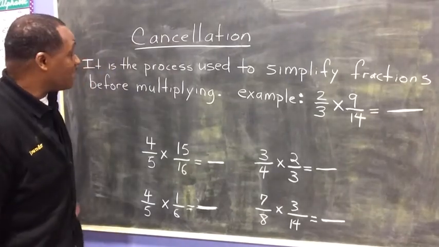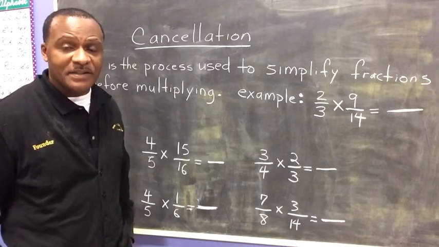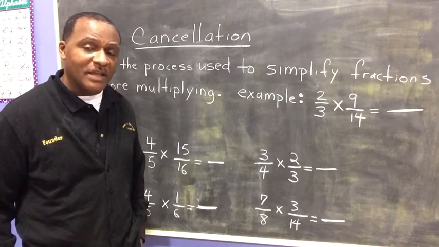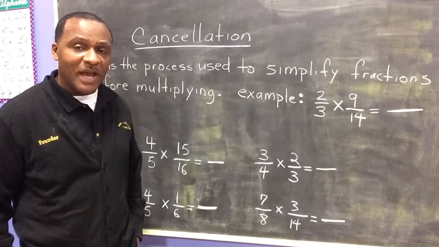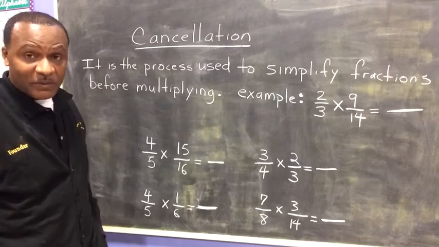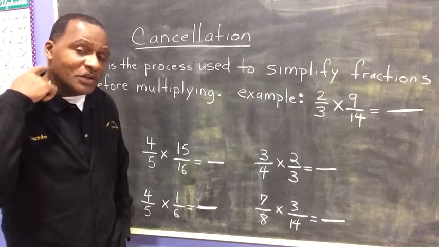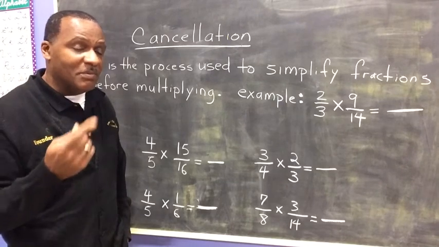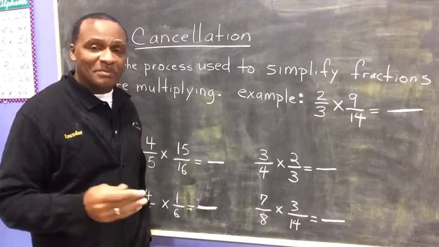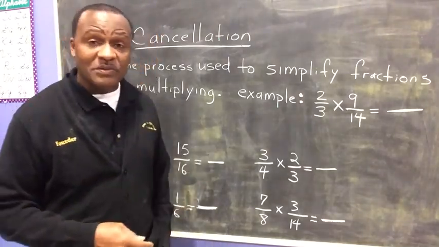What we're going to do now is talk about cancellation. Cancellation is the process of actually reducing a fraction when you're doing multiplication. Before you actually multiply the fractions, we reduce them first. It helps to save a lot of time when you reduce the fraction first before you multiply it straight across.